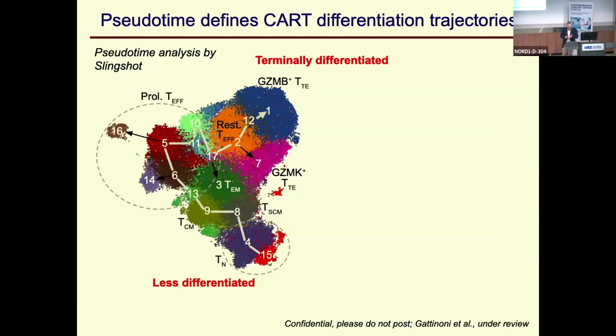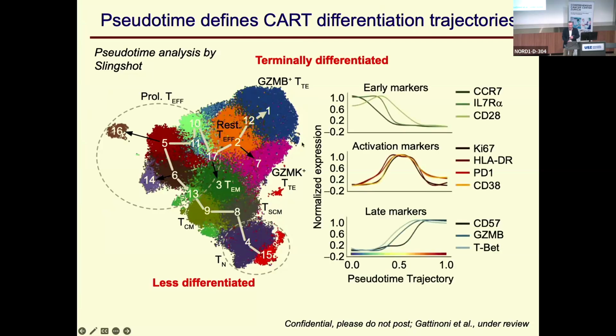And so in this heat map, you see here that you have less differentiated cells in this part of the graph, starting from naive cells, progressing towards effector memory cells and proliferating cells, and then resting down into terminally differentiated populations. And it's actually better visible when we look at the markers. So along differentiation, we have a tendency of these early differentiation markers to get lost through upregulation of activation and proliferation markers, and finally markers of terminal differentiation, and we all know CD57, granzyme B, and T-bet.